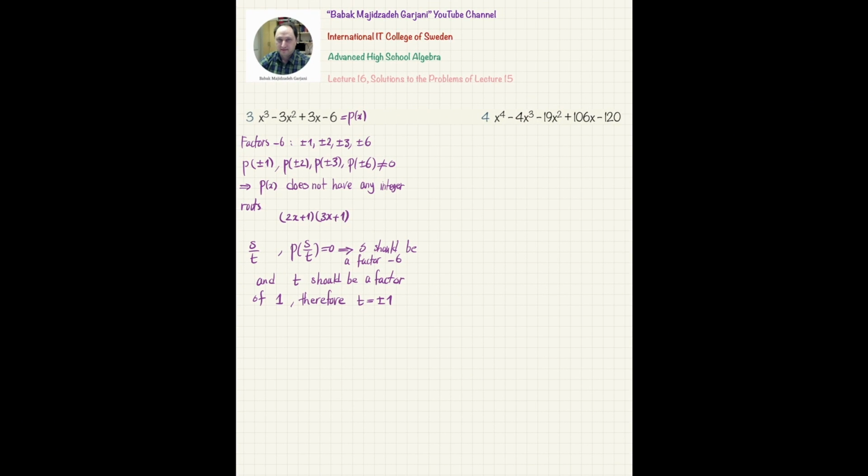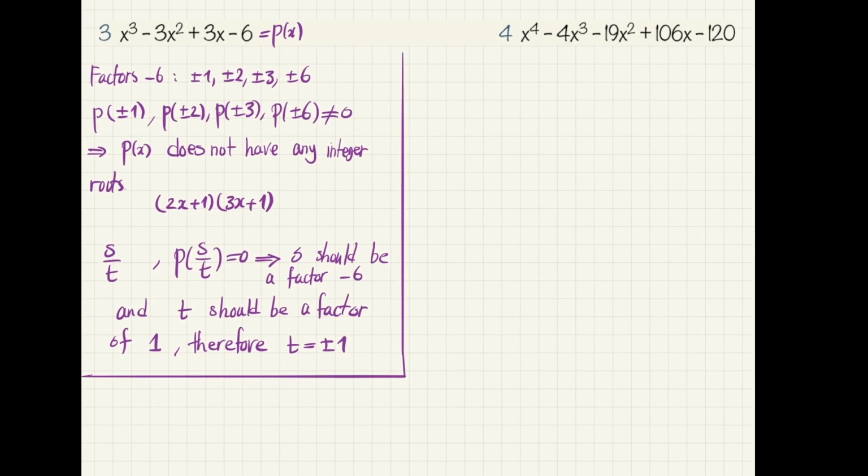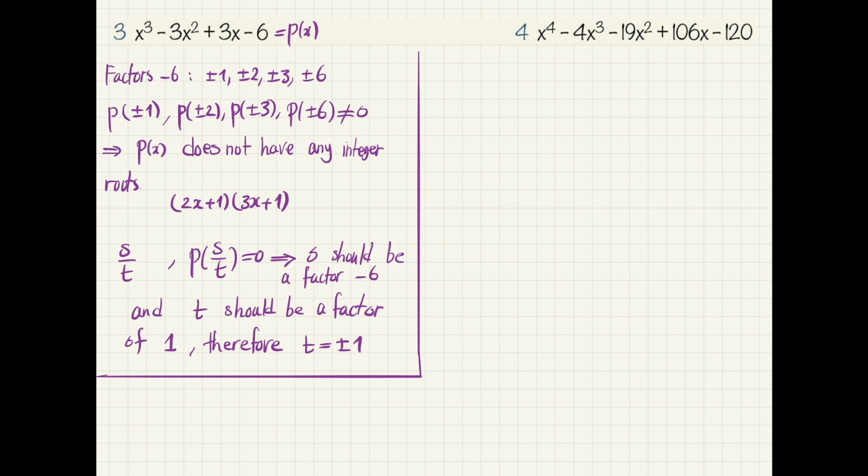So let me draw some lines for the border. Here I can split this into two parts. Okay, now we want to factorize this polynomial. I would say this is highly non-trivial because first of all the degree is 4 and then these numbers are fairly large. So again the strategy is as before. What we do, we write the factors of minus 120.